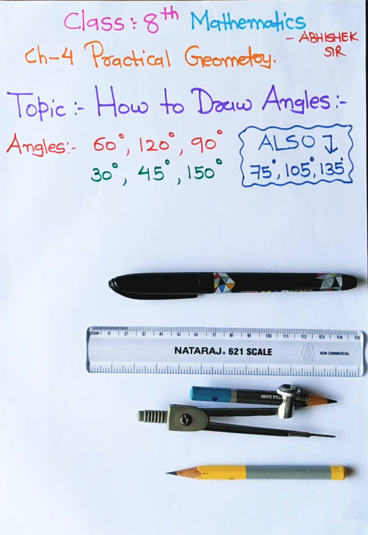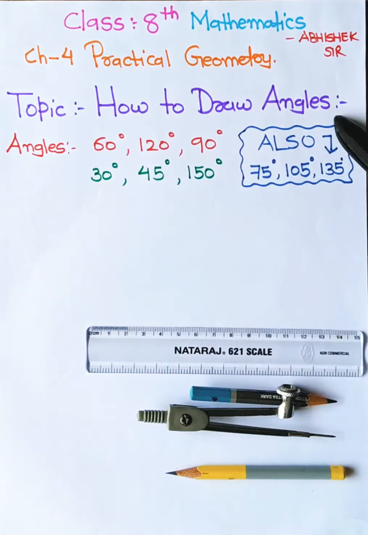We are studying chapter 4 practical geometry. Now we have completed exercise 4.1 in our previous video. That is why before we move on to the next exercise, I thought let us revise a topic that you have already learned in the lower class. The topic is how to draw angles.